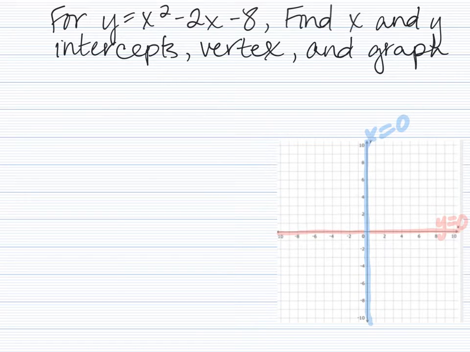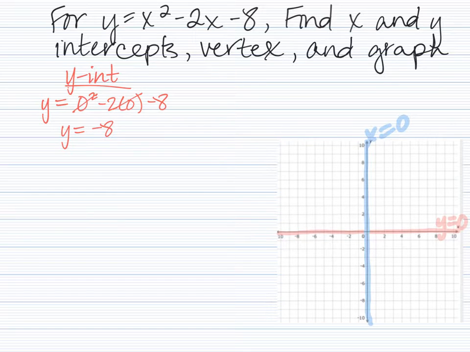So if I'm looking at my y-intercepts, I'm going to plug 0 in for x. So for my y-intercept, I take my original equation, y equals, and instead of the x's, I simply put in 0. 0 squared minus 2 times 0 minus 8. 0 squared is 0. Negative 2 times 0 is also 0, so I'm left with y equals negative 8.